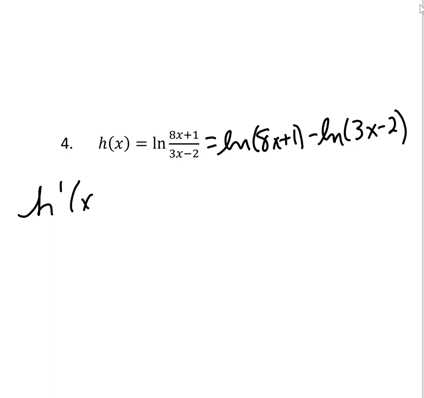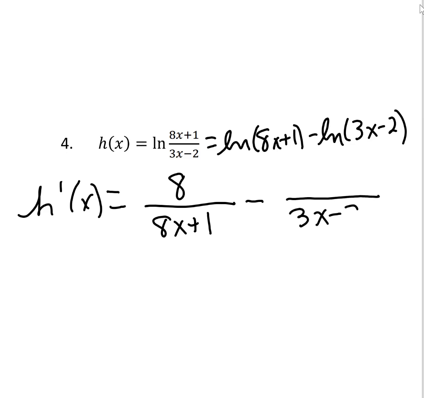H prime of x will have two parts. The first part looks at 8x plus 1. It goes in the bottom. Derivative of 8x plus 1 is 8. Now I subtract. Natural log of 3x minus 2, the 3x minus 2 goes into the denominator. Derivative of 3x minus 2 is 3. And you can stop right there. We don't need to have a common denominator. We don't need to combine anything. We just say, that looks great, and we keep moving along.